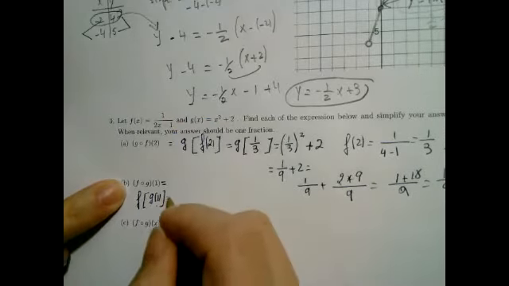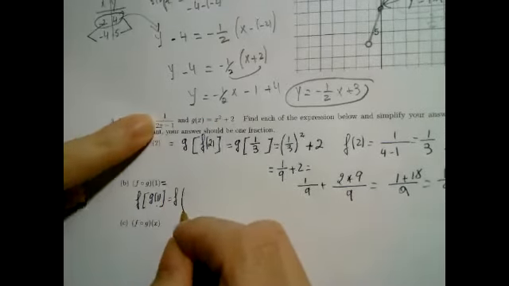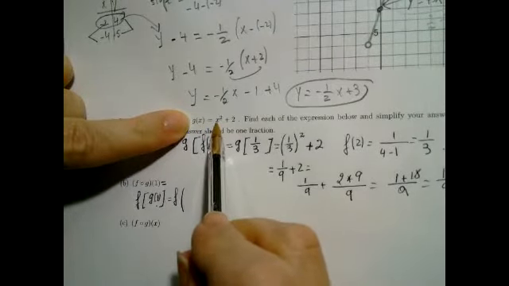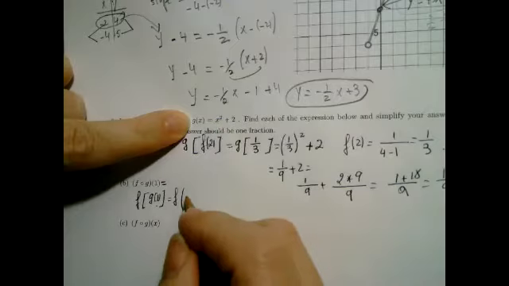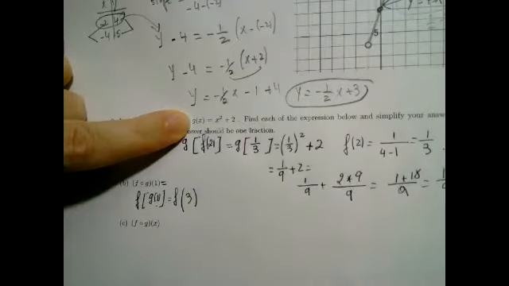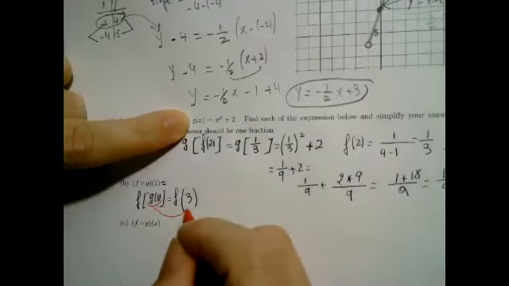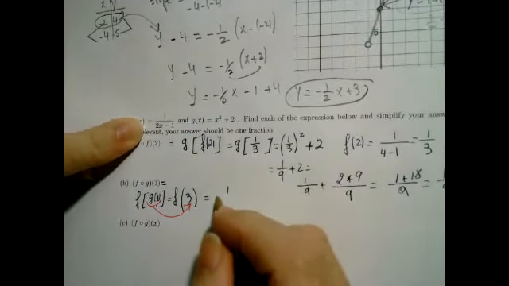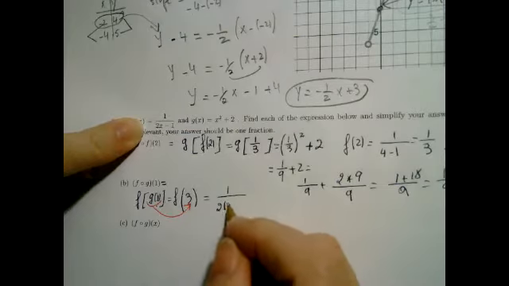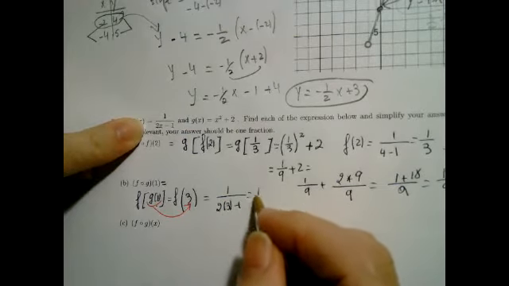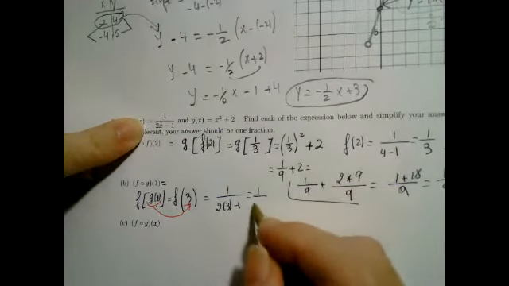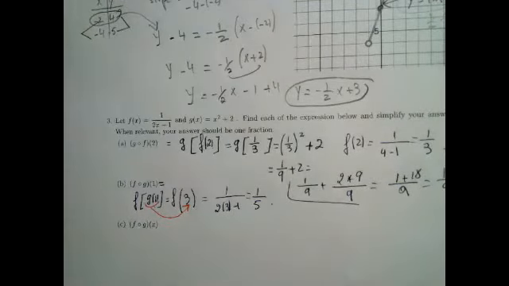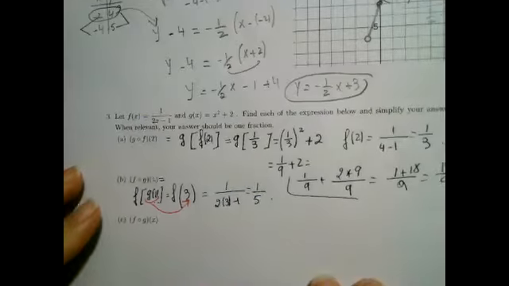So it's going to give me f of, what does G do to 1? It takes 1 squared plus 2. So G of 1 is 3. Then what does f do to 3? 1 over 2 times 3 minus 1, which is 1 over 6 minus 1, which is 1 over 5. Okay. Now we look at the last question.